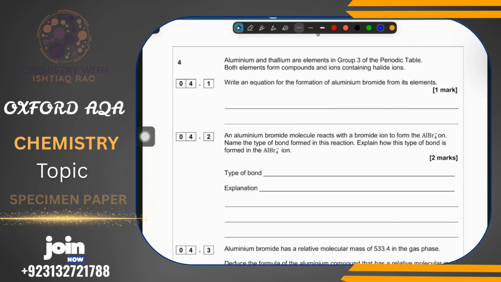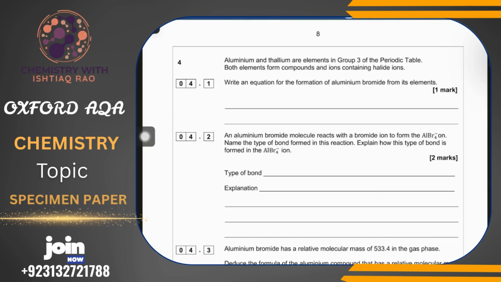Okay. Aluminium bromide. Wait, so do I use bromine? Why have they given me thallium? They are saying formation of aluminium bromide.